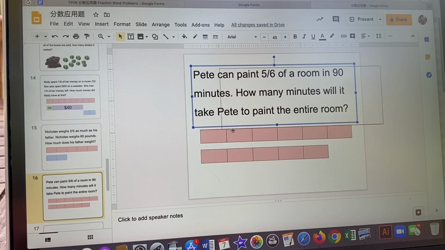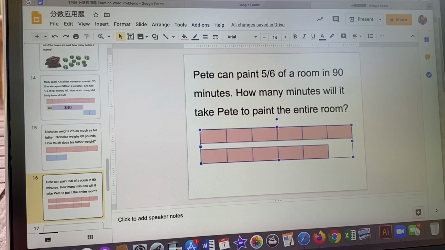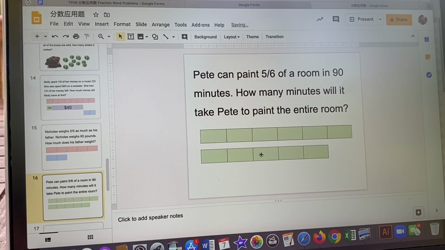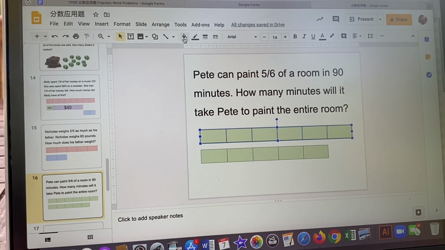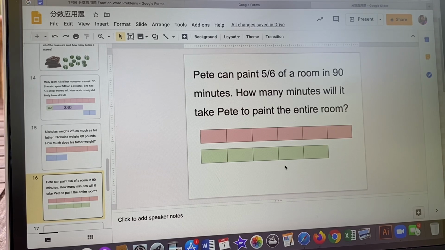So the first one, let's do them all green. To begin with, all green, and 5 of them let's do in blue color. And how many minutes will it take? No, this should be green, and this should be red. Makes sense? We want to know how many minutes. And this 5/6 is 90 minutes.